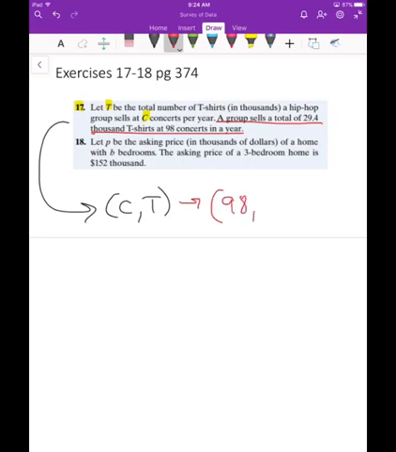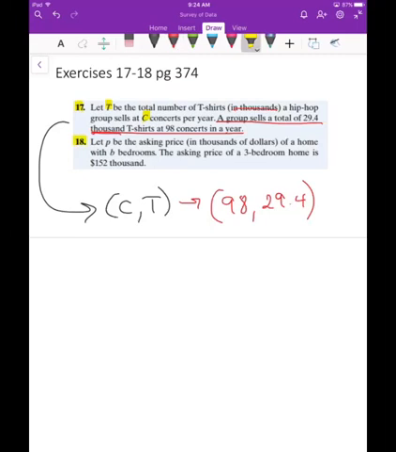And then there's a little bit of a question with the t-shirts as to whether or not I need to put 29.4 or whatever 29.4 thousand would be. Since my unit for T is in thousands up here, we will just put 29.4, because that means 29.4 thousand, and we have that part already assumed from the way we've defined our variable. Okay, let's try number 18 for more practice here.